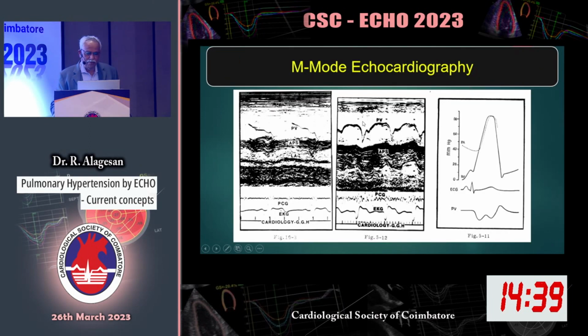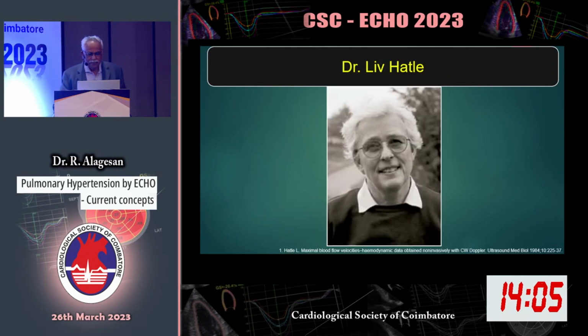And M-mode echocardiography, those of you who are doing it may be aware of the findings. That is a normal A wave and normal opening of the pulmonary valve. Here you can see the A wave is absent and there is a notch in the pulmonary valve pattern during systole. When the A wave is reduced, the mean pulmonary artery pressure is between 20 and 40. And when the A wave is absent and there is a mid-systolic notch, the mean pulmonary artery pressure is more than 40. That is one of the findings which we used to discuss during the M-mode echocardiography days.